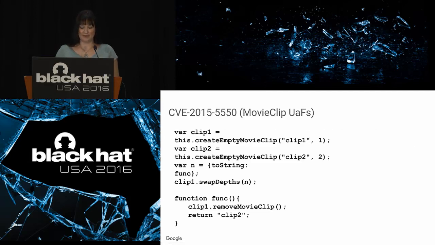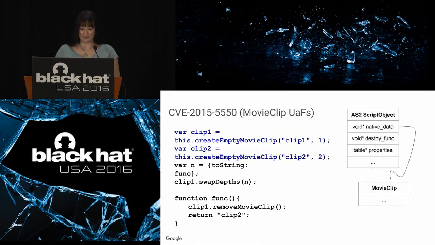So here's an example of this issue. To start off, you create a movie clip, and only one of these is relevant, so I'm going to show that one. And then you create this object that is supposed to be a string, but is actually an object that does string conversion. And then you call the vulnerable function, which is in this case swap depths, but many, many functions are vulnerable to this type of problem.